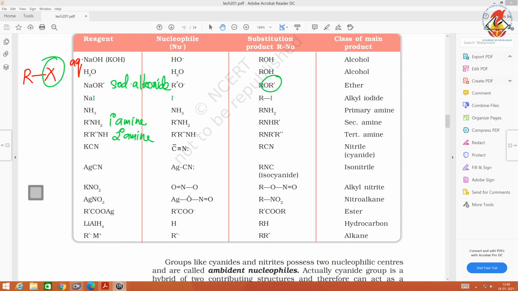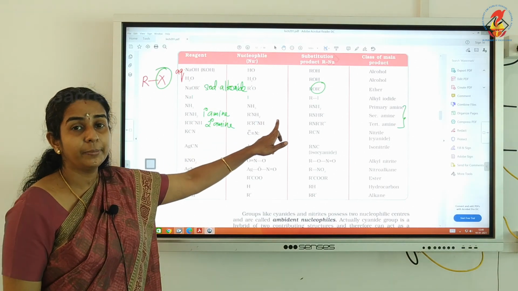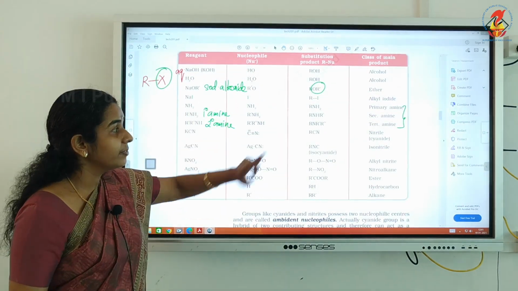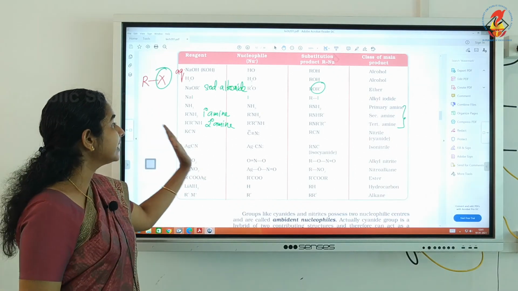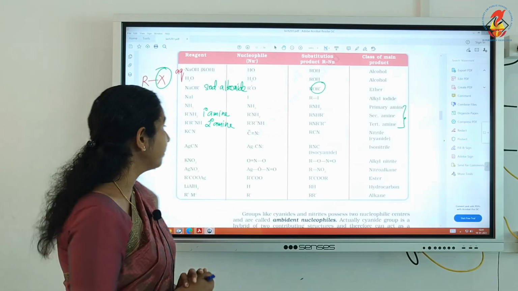When secondary amine reacts, the product will be a tertiary amine. So this you can connect, these three you can connect. When ammonia reacts with alkyl halide, the product will be a primary amine. When primary amine reacts with alkyl halide, the product will be a secondary amine. When secondary amine reacts with alkyl halide, the product will be a tertiary amine.